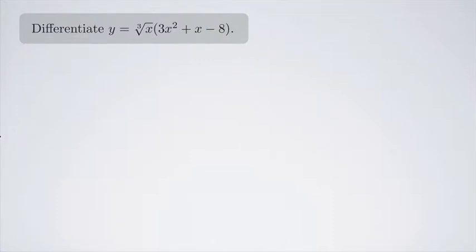Differentiate y equals the cube root of x times 3x squared plus x minus 8. So there's two things we could do. We could go through and multiply this cube root of x through by each term, or we could use the product rule. And the product rule is probably a little easier here, so I'm going to use that. So what is the product rule?